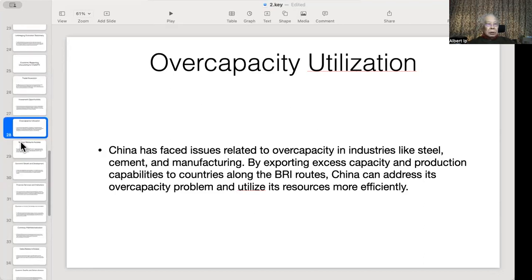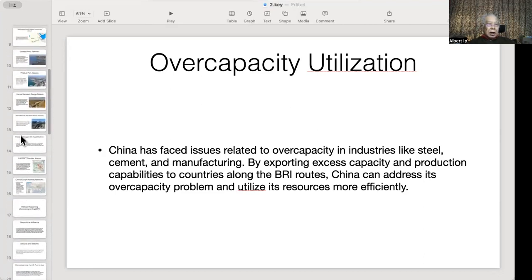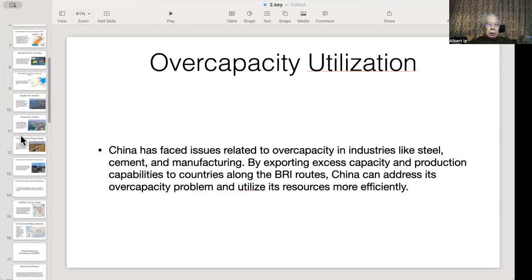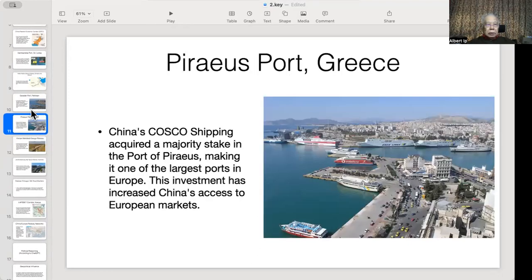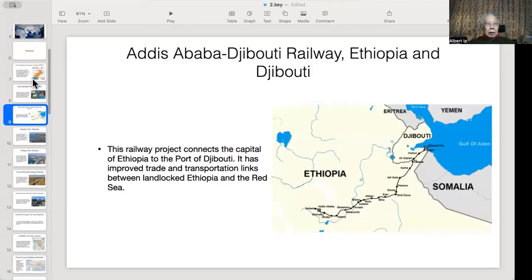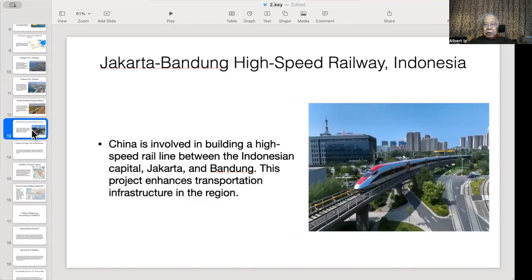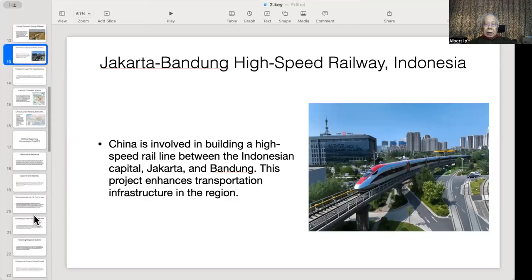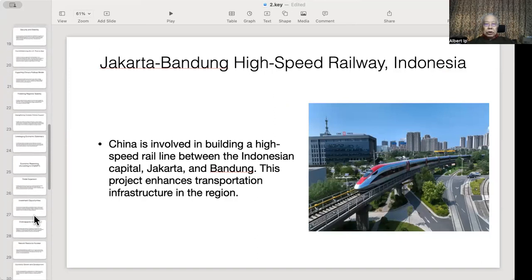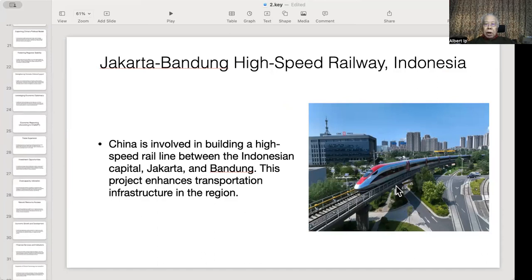Now, for example, we talk about the example of the high-speed rail in Indonesia. The high-speed rail in Indonesia. Actually, China exported the technology to Indonesia. So this high-speed rail was actually built in Indonesia with Chinese technology and Indonesian workers.